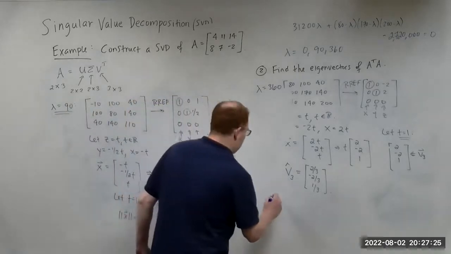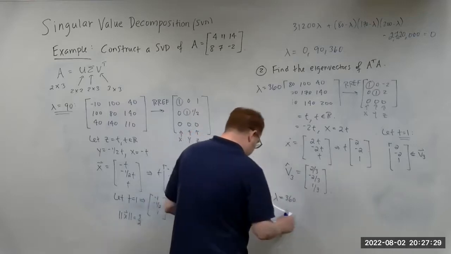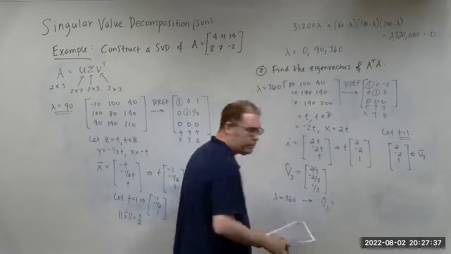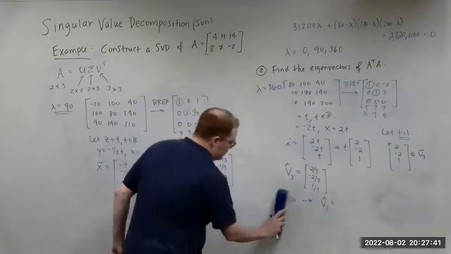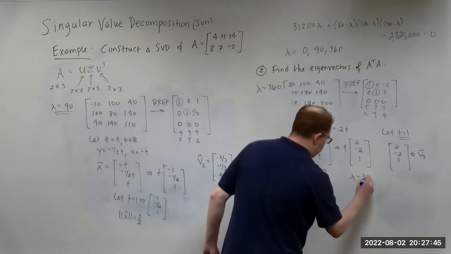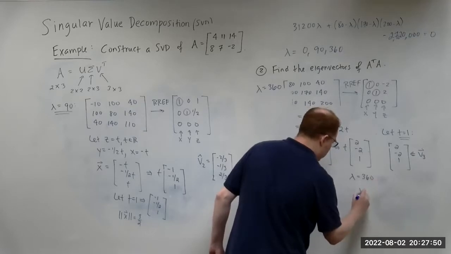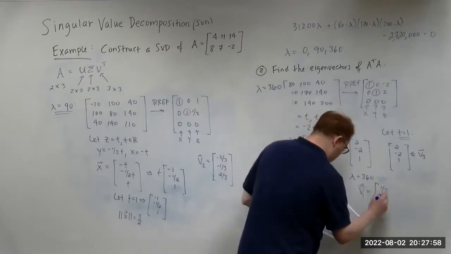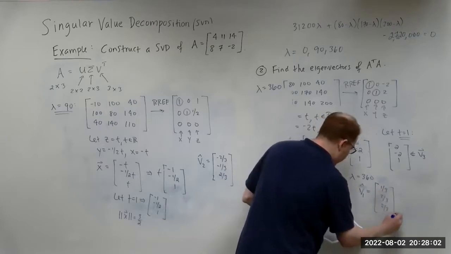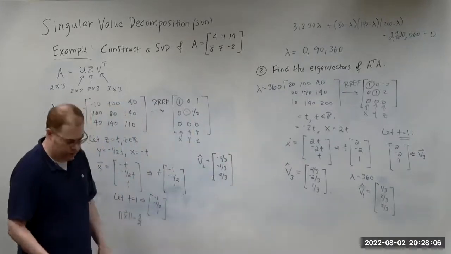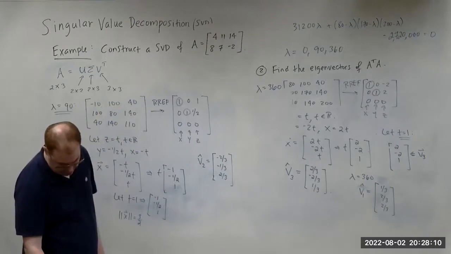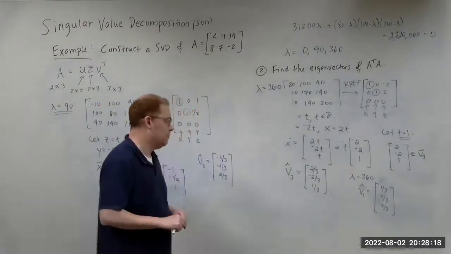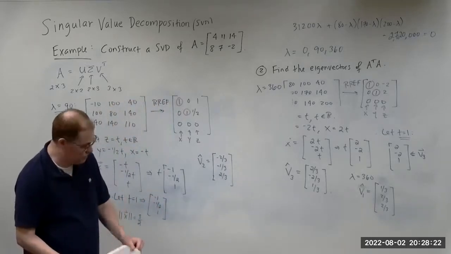So for lambda equals 360, for V1, it turns out to be 1/3, 2/3, and then 2/3. Again, same idea: take 360, plug it into that matrix that we had earlier, and find the eigenvectors. Then let t be something, it doesn't matter, and normalize that vector. All right, so there are our components.